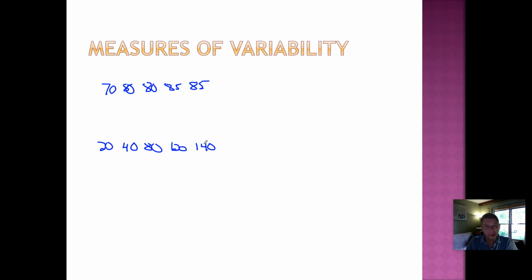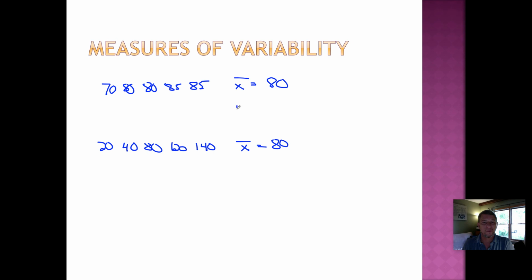Now, if you calculate the average of this, which we've already done, it turns out that the average is 80. If I calculate the average here, guess what? The average is 80. How can that possibly be? If you only looked at the measure of central tendency, you would say these two groups of scores are exactly the same. They both have exactly the same average. But obviously, there's a big difference here.